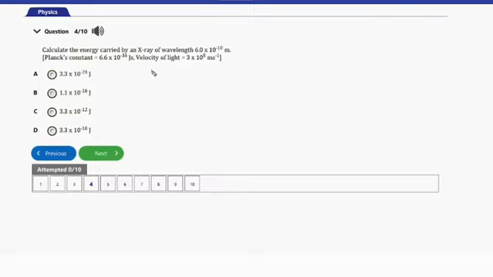So guys, let's note that the energy here is going to be hc over lambda, where h is the Planck constant, c is the velocity of light, and lambda is the wavelength. So if we plug in these values here, we're going to have 6.6 times 10 to the power of negative 34 times 3 times 10 to the power of 8 all over 6.0 times 10 to the power of negative 10. So guys, we'll calculate this out. You're going to have 3.3 times 10 to the power of negative 16 joules. And that's option D here, guys. So let's go ahead and consider the next question.